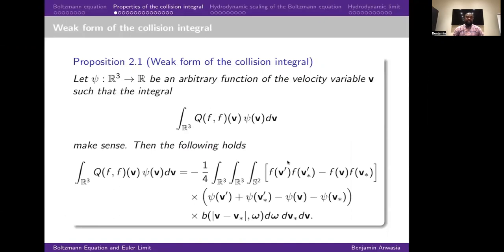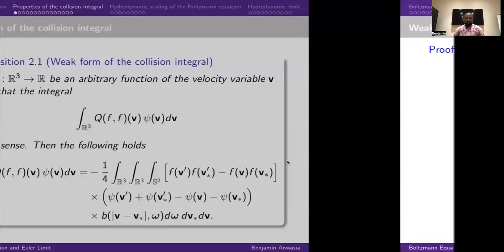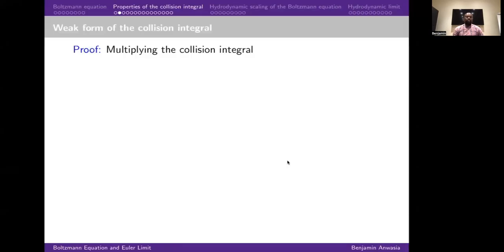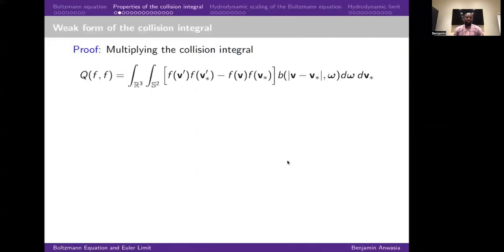This result is essential to understanding the Boltzmann equation, especially the relation of the Boltzmann equation to hydrodynamics. And for this reason, I'll give a complete step-by-step proof of this result. Proof: multiplying the collision integral given below by an arbitrary function of the velocity variable and integrating the resulting equation over all possible values of the velocity variable, one obtains the following equation.